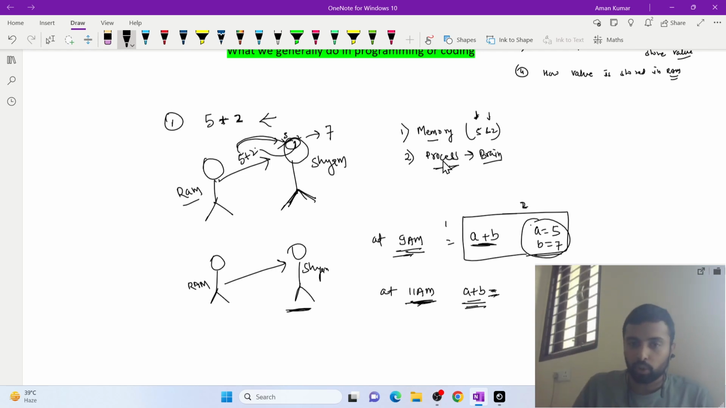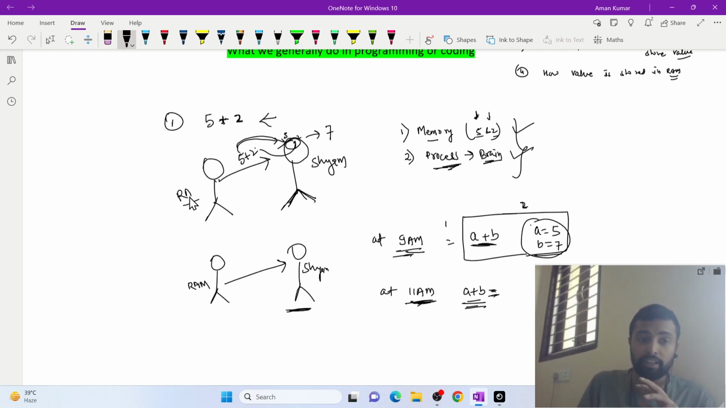Totally, I want to say that there are two processes: one is memory and second is process. Memory is used to store values, and process is, or maybe you can say, the brain is tasked to process these two values, whatever operation you have given to this brain. So it will process according to your instruction. I hope you are able to understand what I want to say.